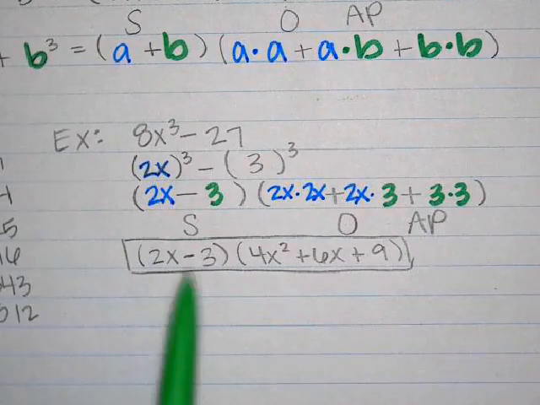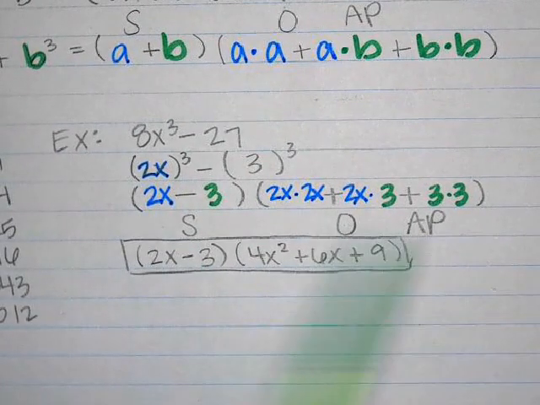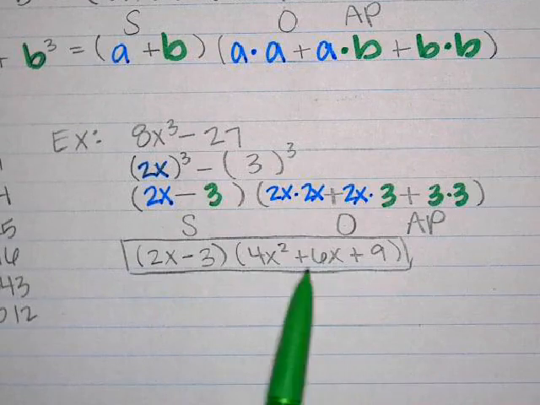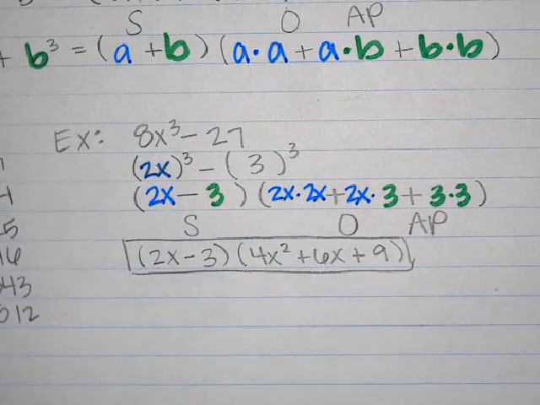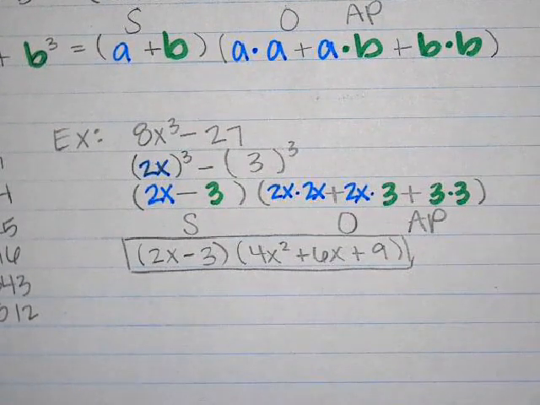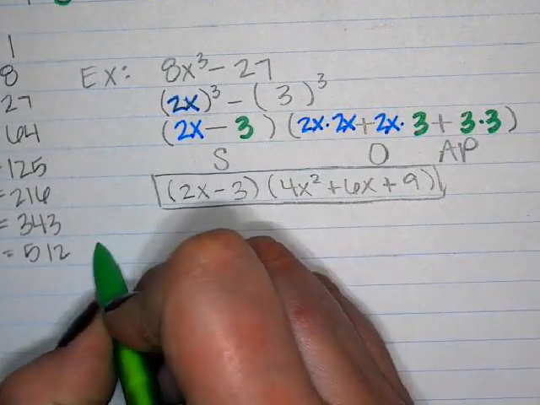Okay, how do your brains feel? Horrible? Let's try it again. Let's do another pattern. Okay, so the next one we're going to try, we're going to do 125 plus 343 m to the third.